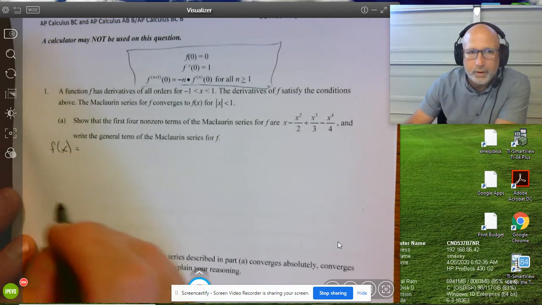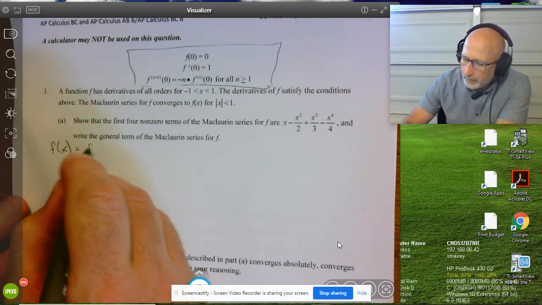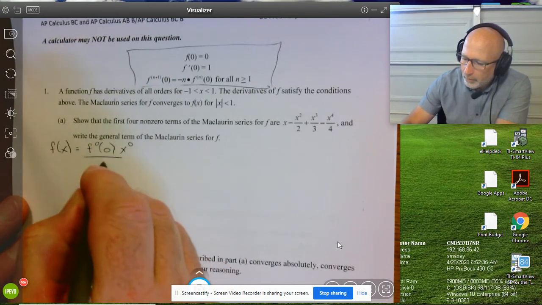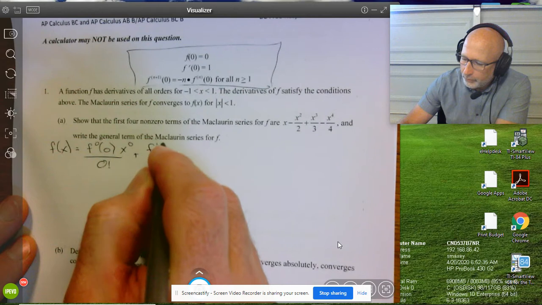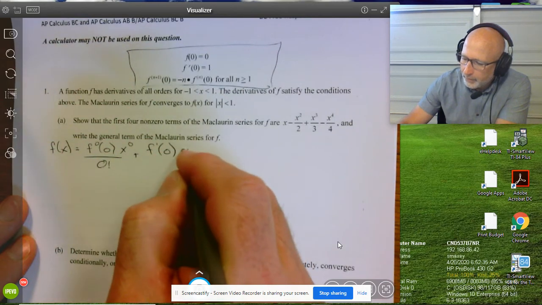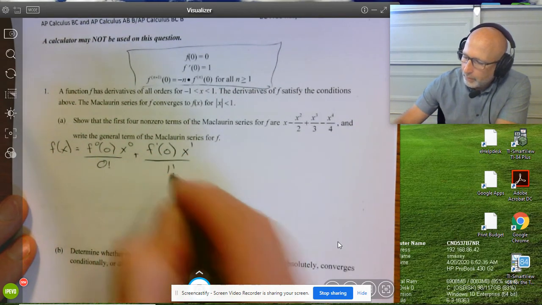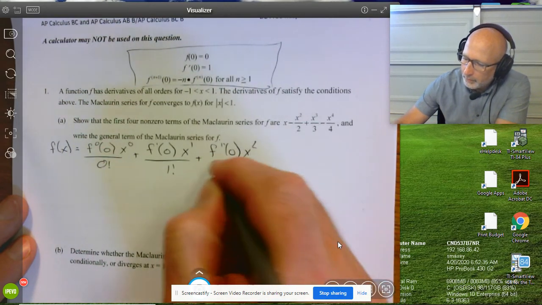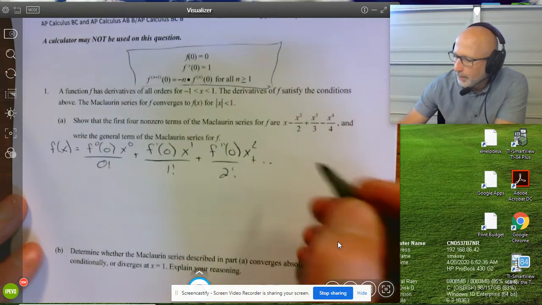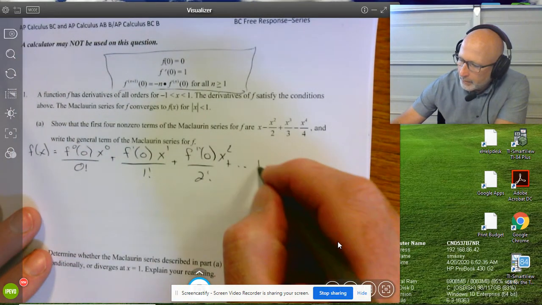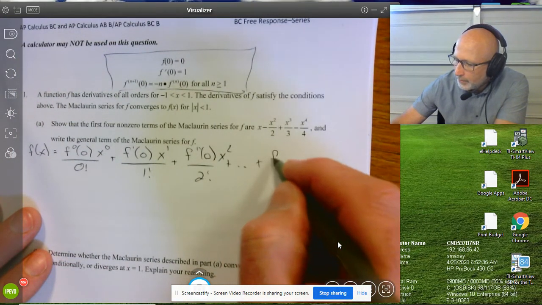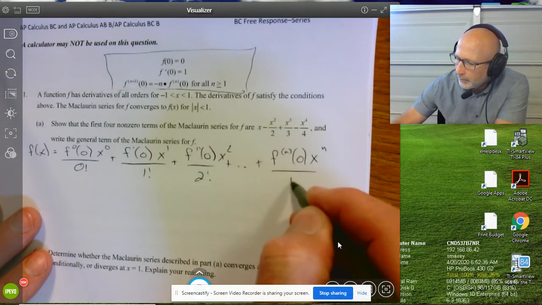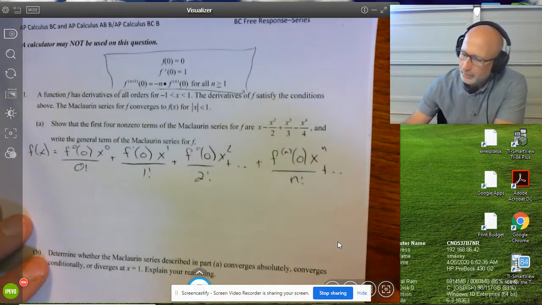Remember, Maclaurin is centered around 0. So it is the zeroth derivative evaluated at 0, x to the power of 0 over 0 factorial, plus the first derivative evaluated at 0, x to the first, all over 1 factorial, plus the second derivative evaluated at 0, x squared, all over 2 factorial, plus all the way up. And you can see what the pattern is. The nth term is going to be the nth derivative evaluated at 0, x to the power of n, all over n factorial. Okay, so that's the general term.